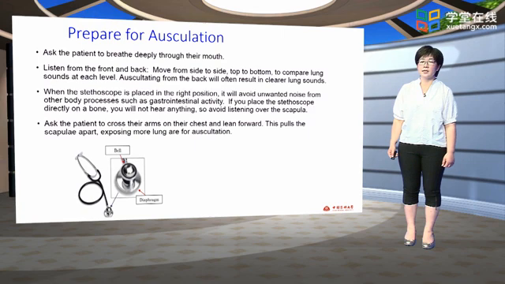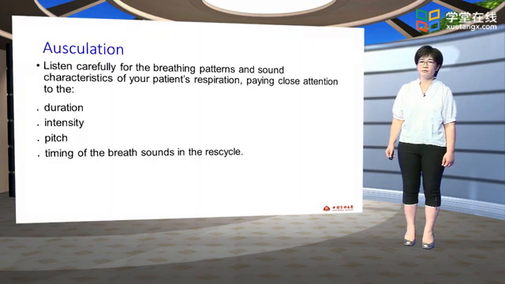So this is the stethoscope. We put the diaphragm on the lungs. For auscultation, you need to listen carefully for the breathing patterns and the sound characteristics of your patient's respiration. You need to pay close attention to the duration, intensity, pitch, and timing of breath sounds in the respiratory cycle.